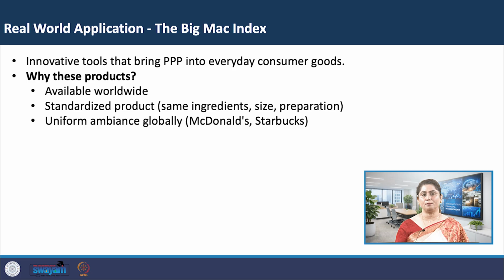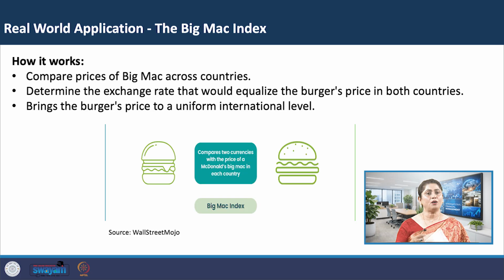McDonald's has built an empire on consistency. But how does this work? The price of Big Mac are compared across countries. Then the exchange rate is determined that would equalize the burger price in both countries. So if a Big Mac cost $5 in US and rupees 200 in India, the PPP implied exchange rate is rupees 40 per dollar. This brings up the burger price to a uniform international level.